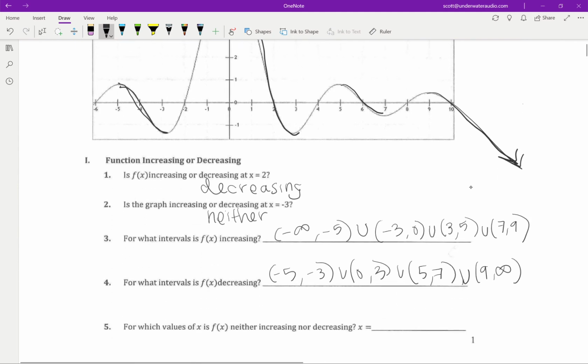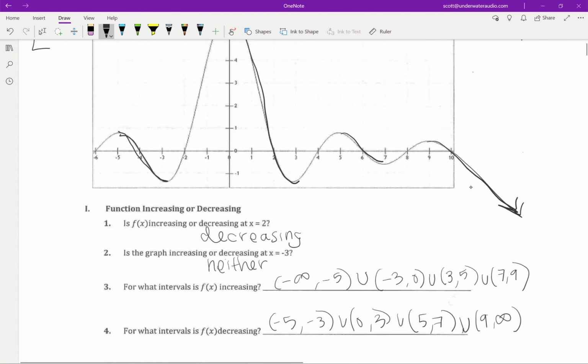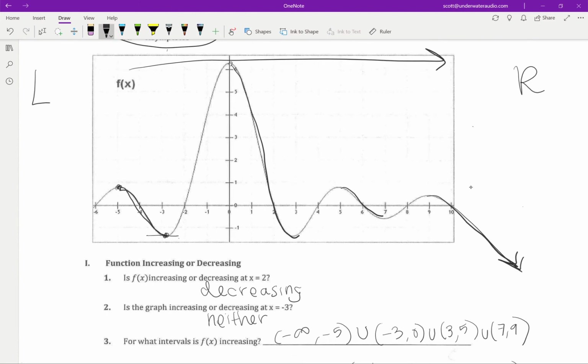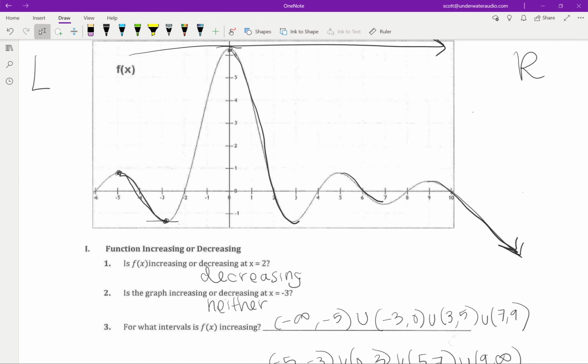And then number 5 says, for which values of x is f of x neither increasing nor decreasing? So not increasing or decreasing. Right in here, the slope is 0. Same thing here. So it's basically all of these in-between values, like negative 5, negative 3, 3, 5, 7, and 9. And 0, yeah. So we can make a list of all of those values.